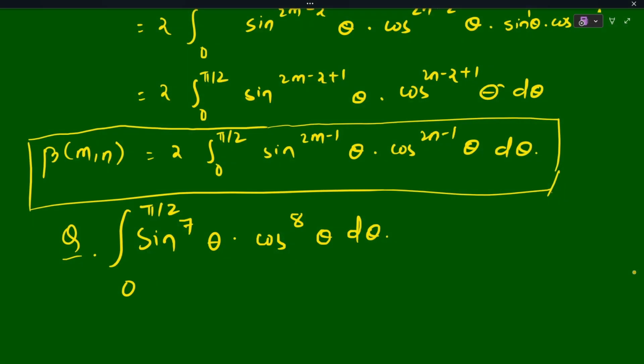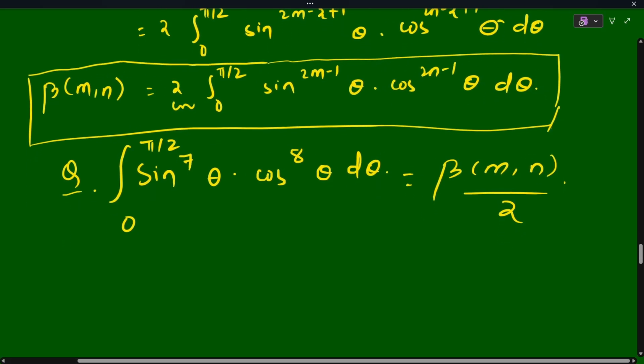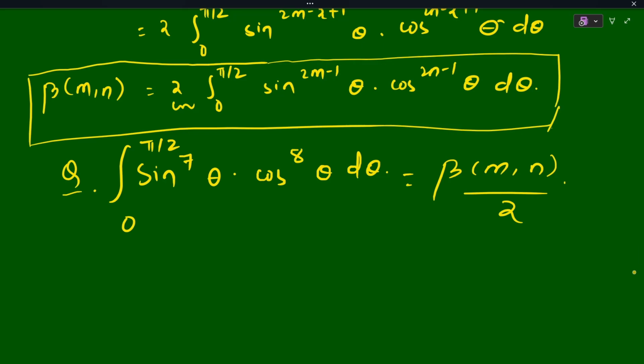Then how to find out this integration? If you remember this formula, then there is one 2 multiplied here. So if only this integration is given, then this value would be equal to beta mn by 2, right? So here just simply calculate what is the value of this m and n. By comparing, you can see that in place of 2m minus 1 there is 7 written here, so here our 2m minus 1 is 7.